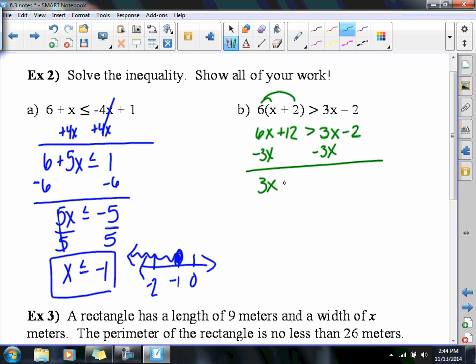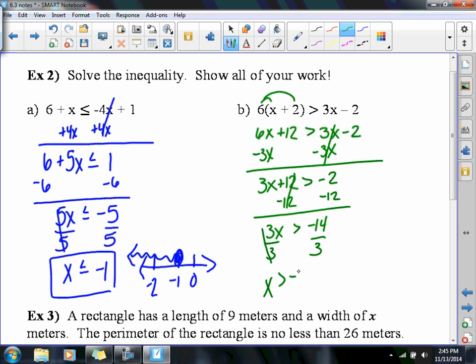So 3x plus 12 is greater than negative 2. And then I'll subtract the 12 to get my numbers on the same side. So 3x is greater than negative 14. And then I have to divide by 3. Now again, I'm going to get a fraction for an answer. That's okay. Don't think that just because you got a fraction for an answer that you did your work wrong. And we can leave it negative 14 over 3.